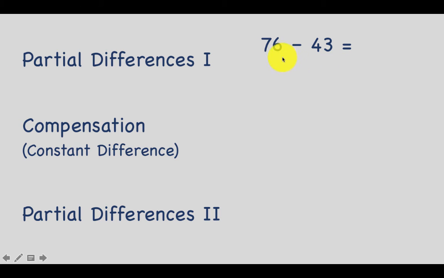First, in cases where the minuend contains more ones than the subtrahend, we can use simple partial differences. The difference between 70 and 40 is 30, and the difference between 6 and 3 is 3, so we add 30 and 3 to get a difference of 33.